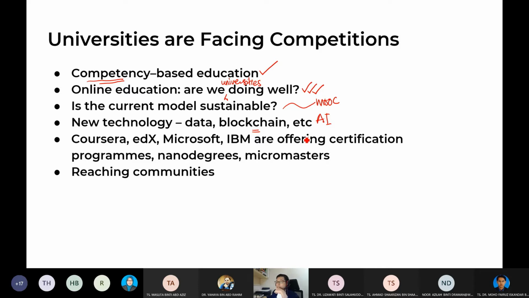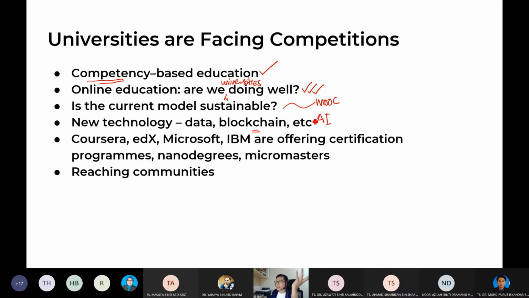Right now Coursera, edX, Microsoft are offering certification programs as well, nanodegrees, MicroMasters. So would it be possible that in the future, in 5 years' time, people won't go to universities anymore? They just take these courses and then apply for jobs. Maybe the workplace nowadays doesn't even need an accredited program. I'm just pointing out the possibilities. Maybe students in the future will just go this route rather than universities.